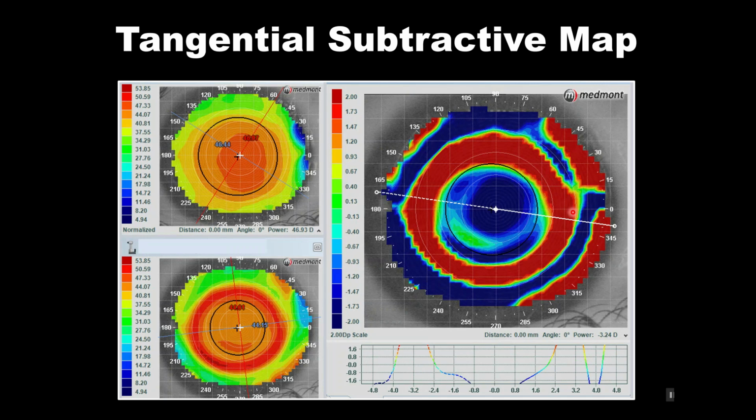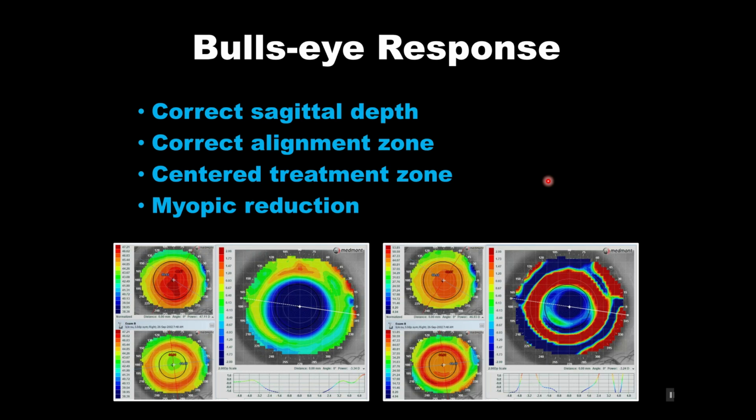Let's switch over to the tangential map. Let's look at this red ring here. Where is it centered in relationship with the pupil? If anything, it's slightly low, but really this is a very well-centered outcome, a good what's called bullseye. In orthokeratology, the bullseye means we got the sagittal depth of the lens correct, we got the alignment zone close or correct so that the lens centers well, we've got a treatment effect centered over the pupil and visual axis, and we've got myopic reduction.